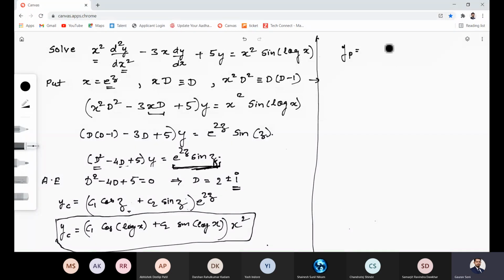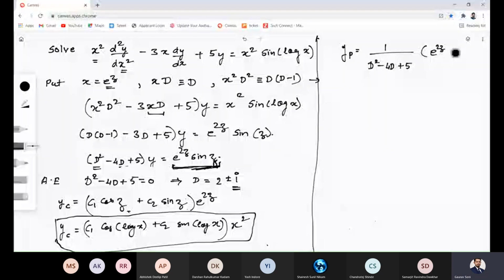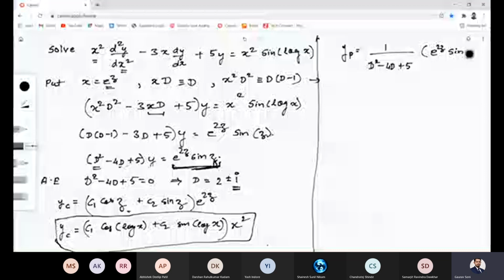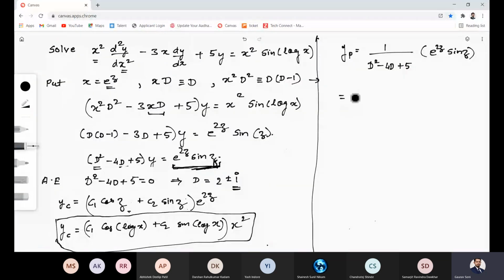So yp is equal to 1 upon D square minus 4D plus 5, you have e to the power 2z sine z. So by our exponential shift case, I can take e to the power 2z outside. When I take e to the power 2z outside, D has to be replaced by D plus 2, so (D plus 2) whole square minus 4 into (D plus 2) plus 5, sine z.